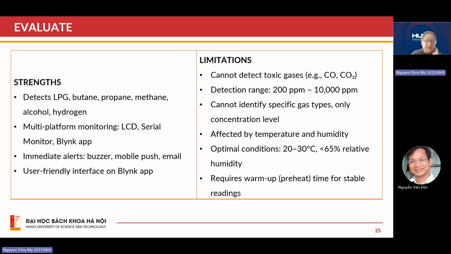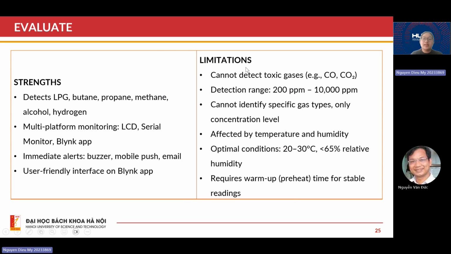Now let me summarize the strengths and the limitations of our gas detection system. On the strength side, the MQ6 sensor reliably detects several gases, including LPG, butane, propane, methane, alcohol, and hydrogen. It has multi-platform monitoring, like LCD, serial monitor, and also the Blynk app. It emits alerts through a buzzer, by mobile push or email. And it has a very user-friendly interface on the Blynk app.